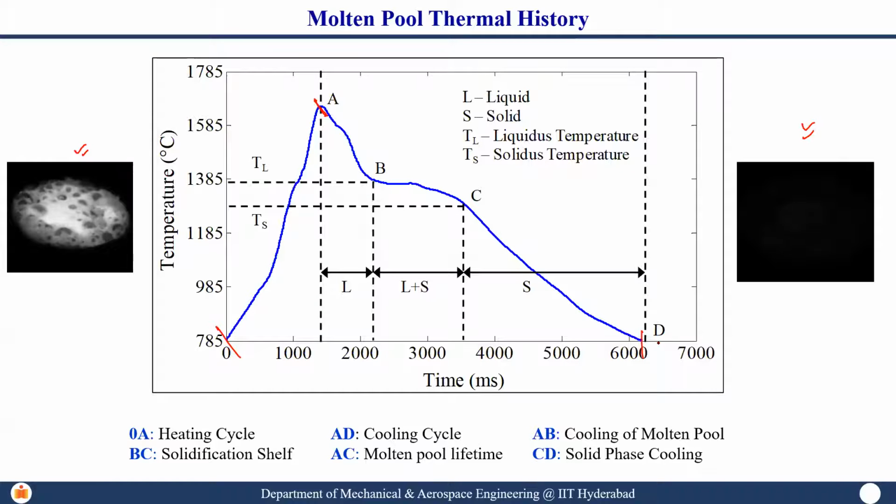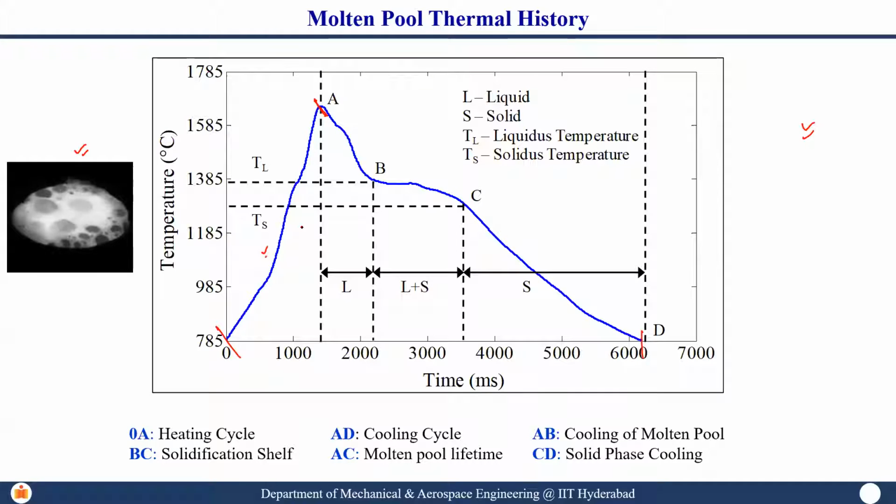Now we will see why these are important for us. Once this cooling cycle is done, you have this thermal cycle. This is the heating cycle. This is the cooling cycle. From here to here is the molten pool lifetime. From here to here is the solidification lifetime. All these things you can determine, because we know what a thermal cycle looks like, and you can determine each and every parameter.